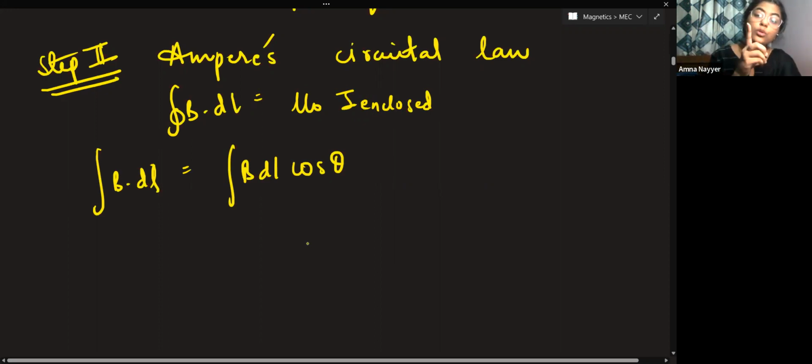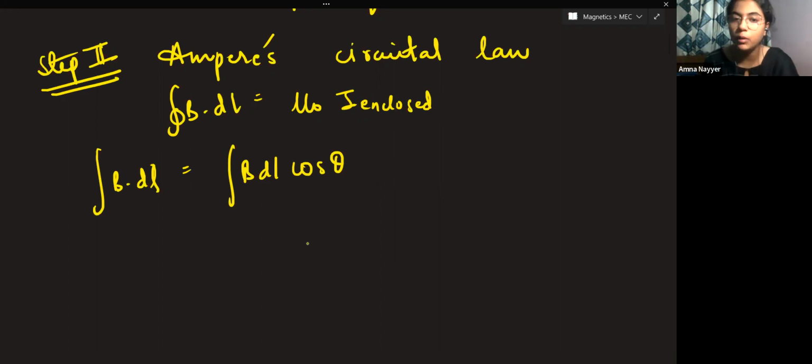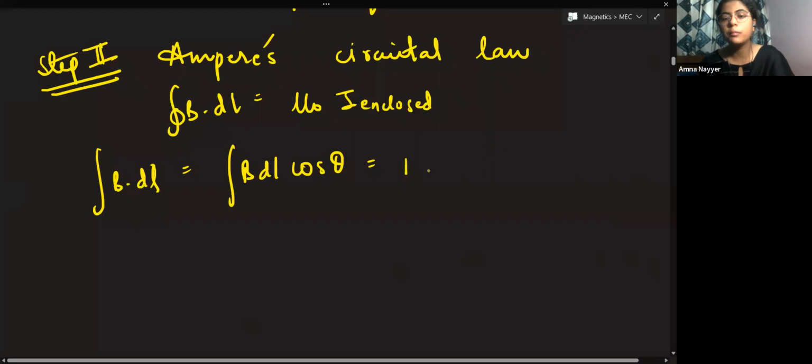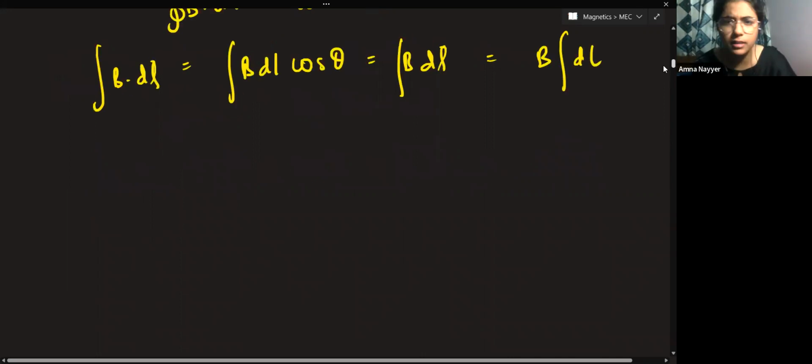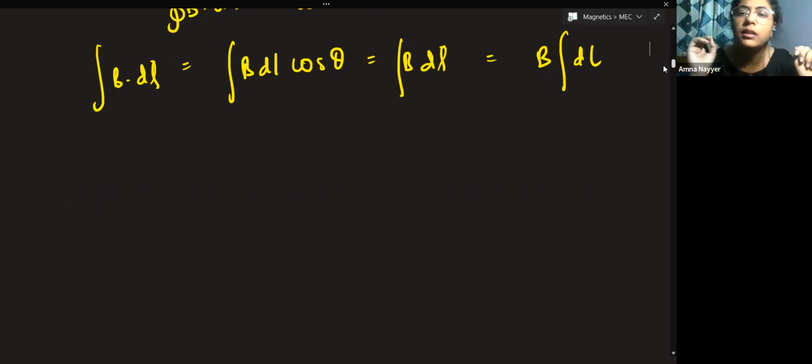Usually your cos theta becomes 1, as I told you, because you choose the Amperian loop such that the magnetic field is already parallel to dl. So this becomes B dl only, and the magnetic field is also constant. That's why we choose such an Amperian loop. So the magnetic field is constant and you integrate dl. This is the second step. Till here we had already discussed. This is not new. We are just arranging it into a sequence of how to use Ampere Circuital Law.